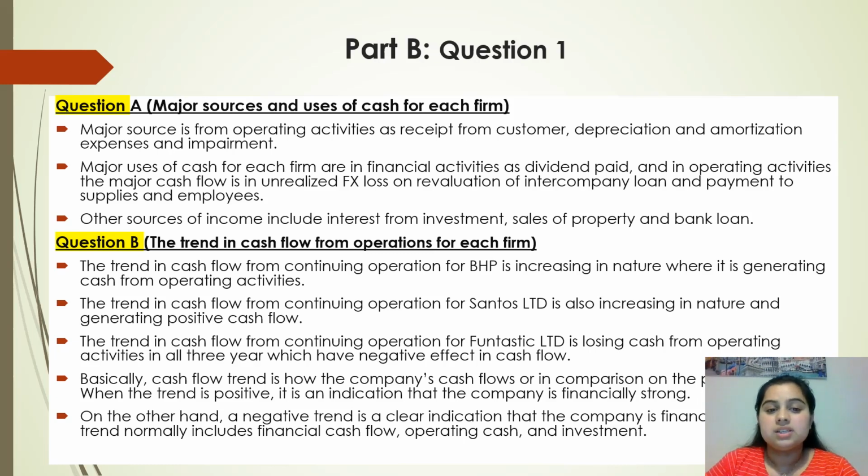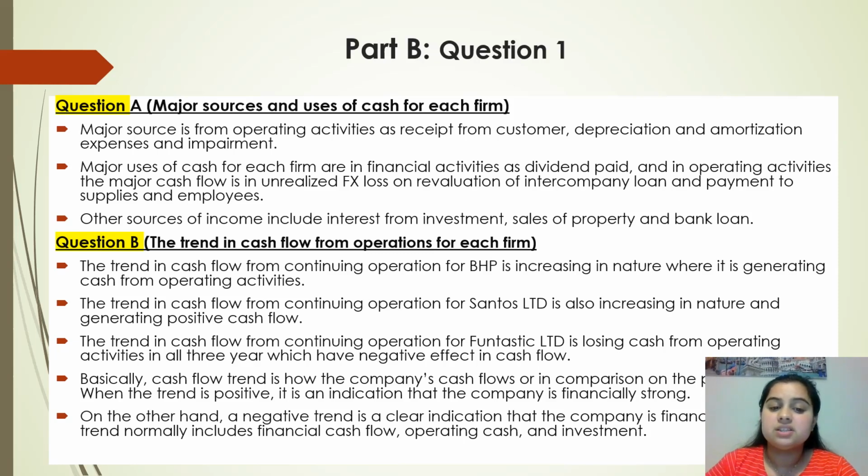Question B, the trend in cash flow from operations for each firm. The trend in cash flow from continuing operation for BHP is increasing in nature, where it is generating cash from operating activities. The trend in cash flow from continuing operation for Santos Limited is also increasing in nature and generating positive cash flow. The trend in cash flow from continuing operation for Fantastic Limited is losing cash from operating activities in all 3 years, which has a negative effect on cash flow.